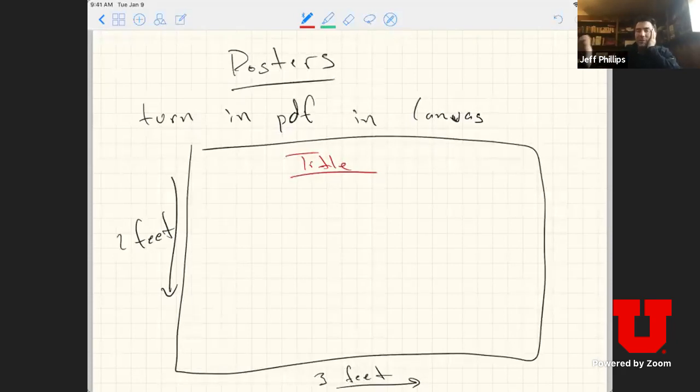And you want to catch people's attention with your title. My personal experience here, I'm going to have to visit all 53 posters, and that's going to be hard to do within the 2-hour window. So you want to try and make this catchy.